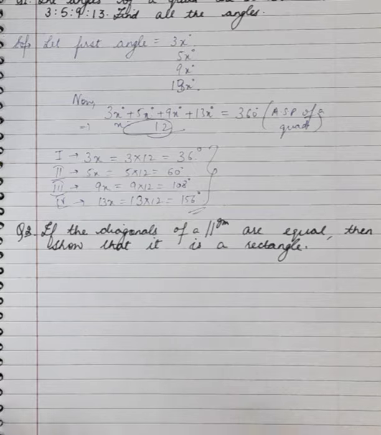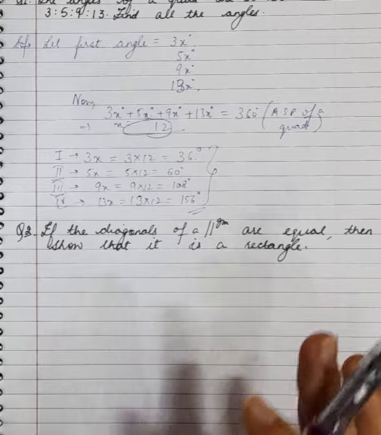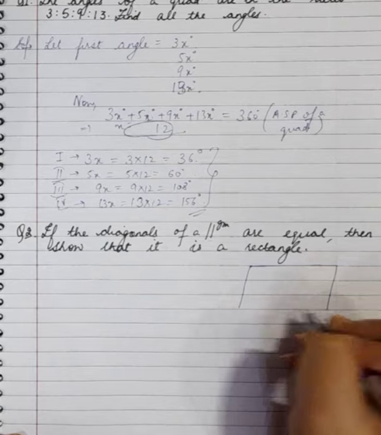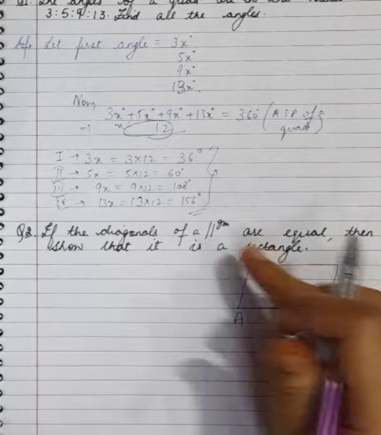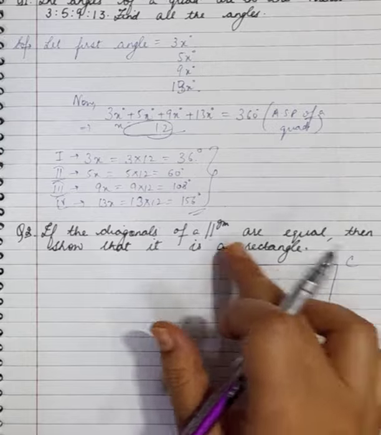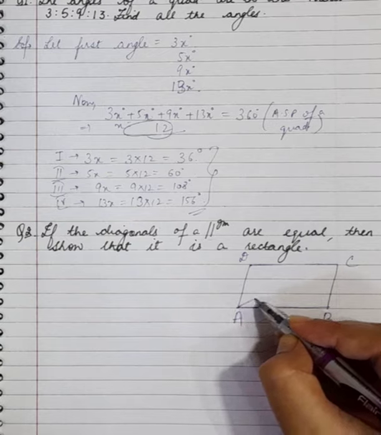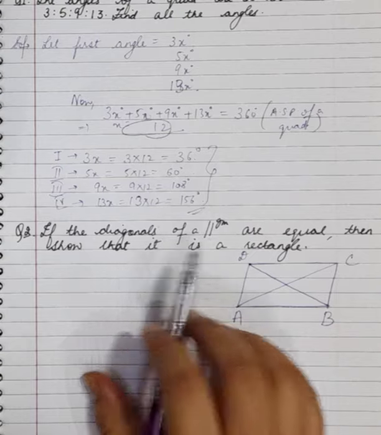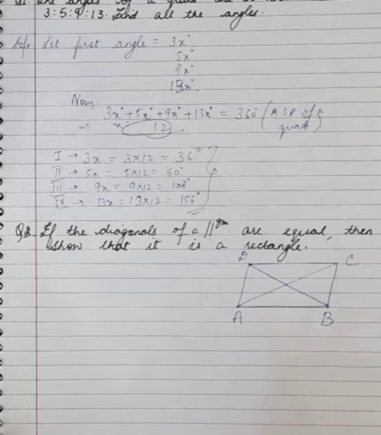So let's start. If the diagonals of a parallelogram, that means initially you are being provided with a parallelogram. So we can make a parallelogram. You can already make a proper rectangle, that's your choice, but look at the given conditions. What are they? If the diagonals of a parallelogram are equal, that means this AC and BD are given equal, then show that it is a rectangle. That means we are supposed to prove ABCD is a rectangle.